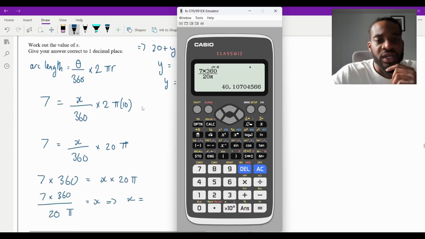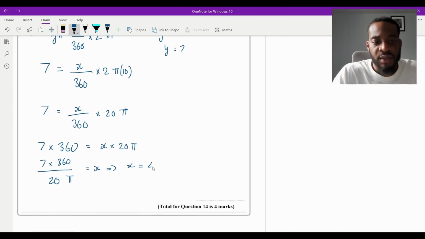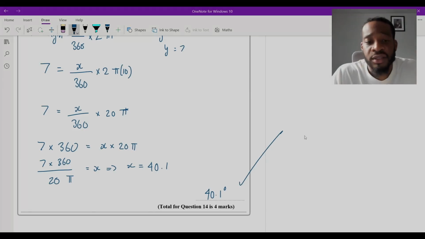The question asks us to give it to one decimal place, so that's just going to be 40.1 degrees, isn't it? So x is going to be 40.1. So the answer is going to be 40.1 degrees. And that is it. That's question 14 finished.